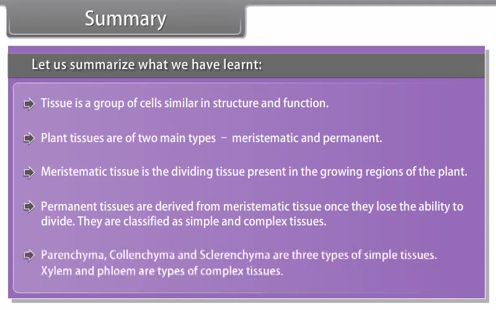Parenchyma, collenchyma, and sclerenchyma are three types of simple tissues. Xylem and phloem are types of complex tissues.